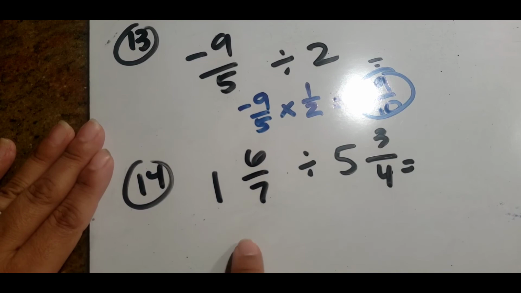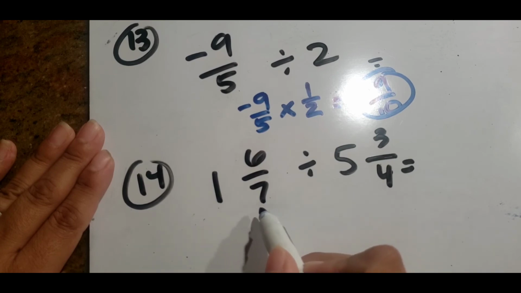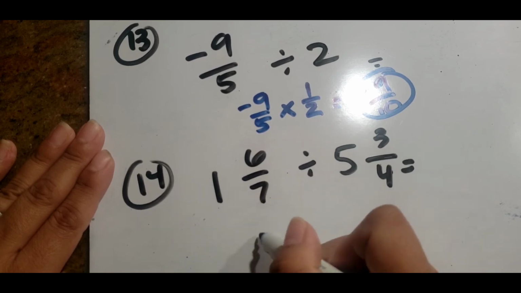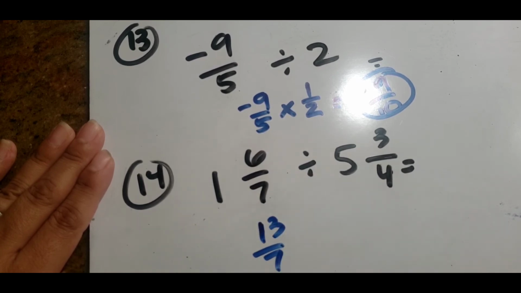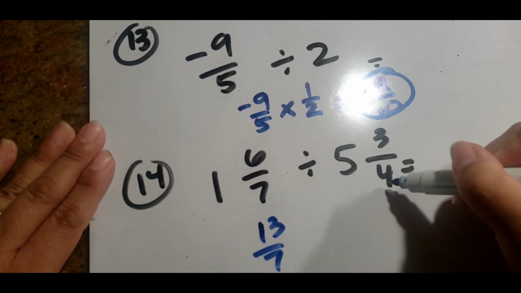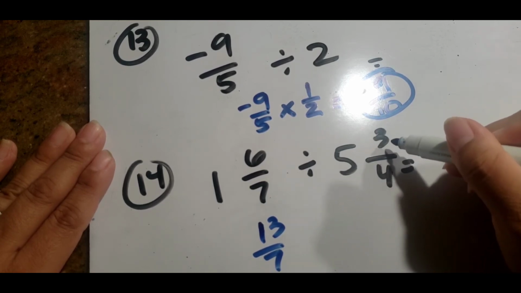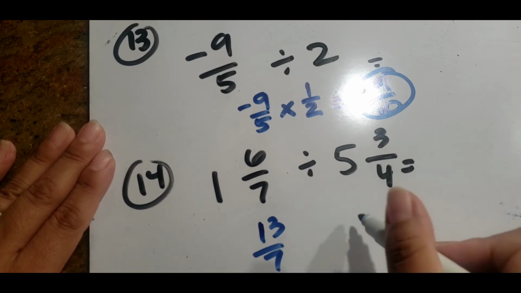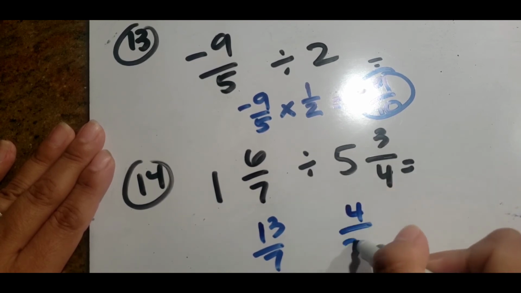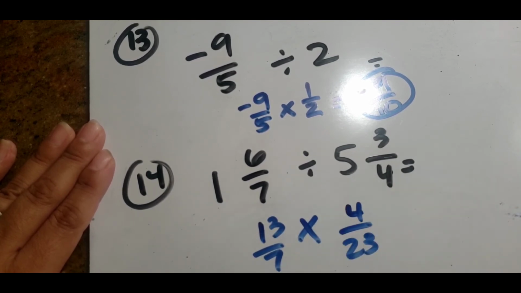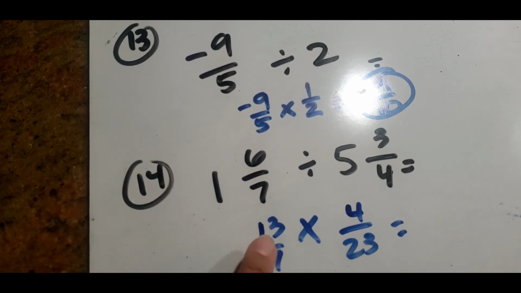Okay. Now here we have two mixed numbers. Again, right away, change them to improper. So this would be 7 times 1 is 7 plus 6, 13 over 7. And this is 5 times 4 is 20 plus 3 is 23 over 4. But since we're going to change, it's going to be 4 over 23. And don't forget it's a multiplication. And then check to see if you can reduce anything. And if you can't, just multiply straight across.